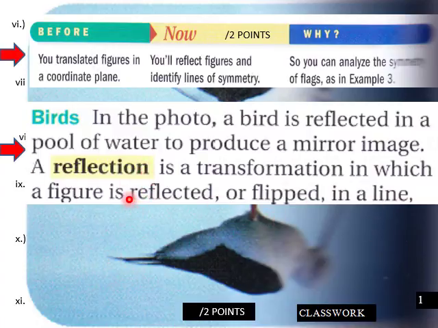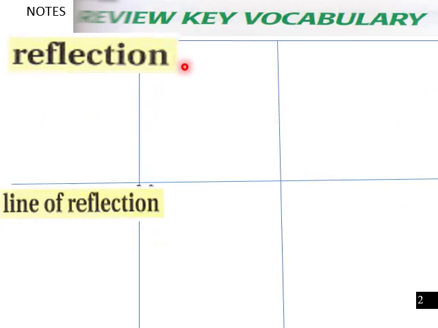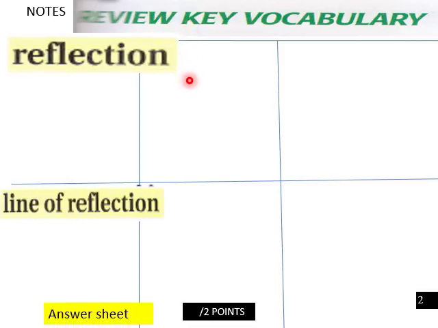That's going to be a definition that you're going to have. A reflection is a transformation in which a figure is reflected or flipped in a line called the line of reflection. In the photo, the red line is a line of reflection. And then here is your vocabulary, students. Define these in your own words. Go back into your classwork sheet to use as notes to write this down.